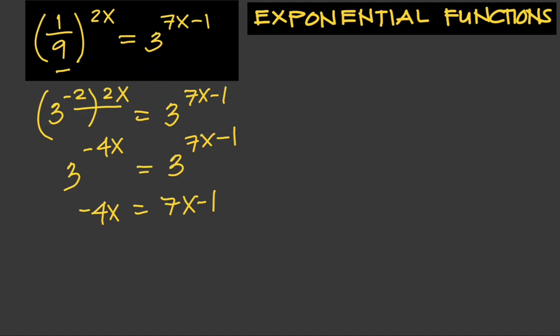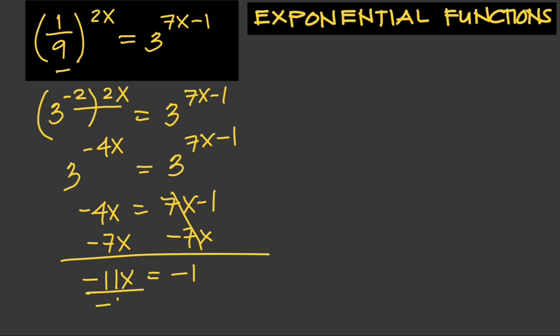And then solving for x, we subtract 7x from both sides. This cancels out. So we have negative 11x equals negative 1, and we divide both sides by negative 11. This cancels out, so our x is just equal to 1 over 11. And that is our solution.